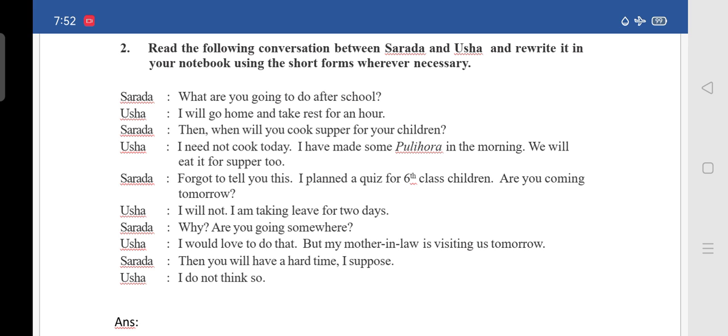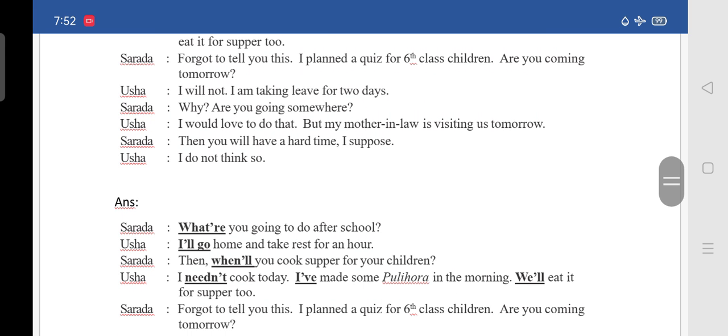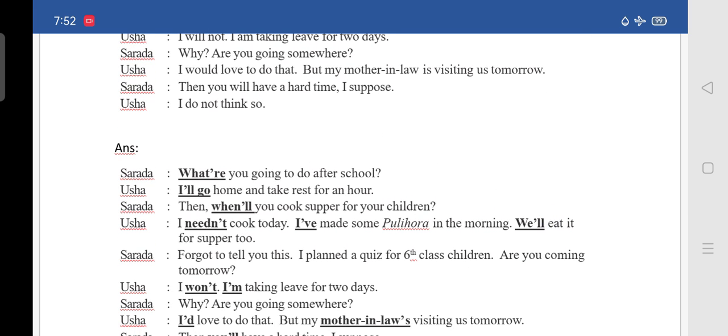So, here we will be changing the full form into short form in sentences where it is required. So, if you see here, in the place of what are you doing, we are writing what're you doing.